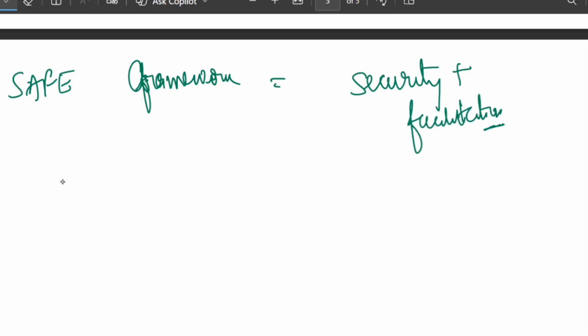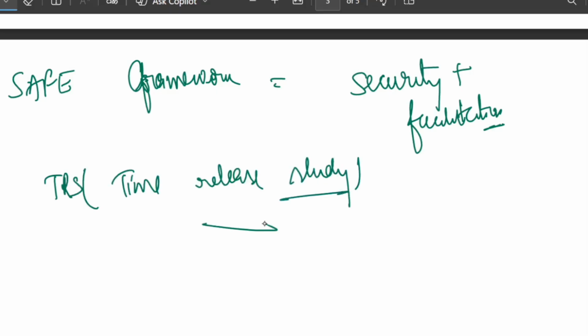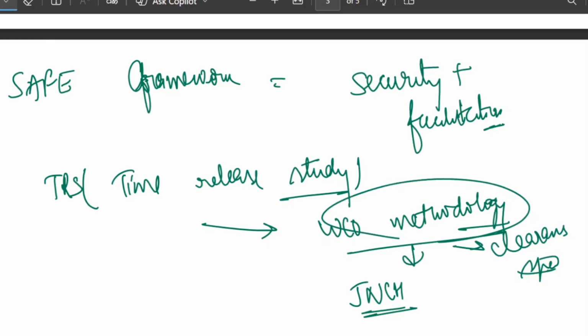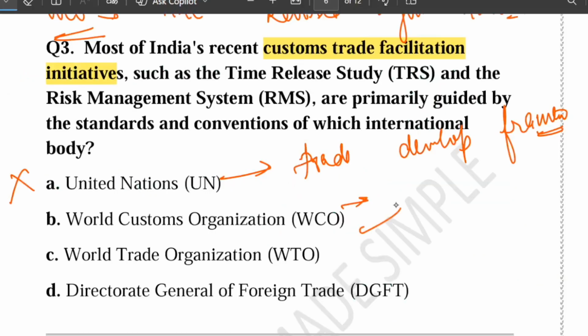So if you talk about the TRS, what is TRS? TRS stands for Time Release Study. India's TRS follows WCO methodology to measure the clearance speed at ports like JNCH, right? This is an example where you can see the importance of WCO. So WCO is the correct answer.